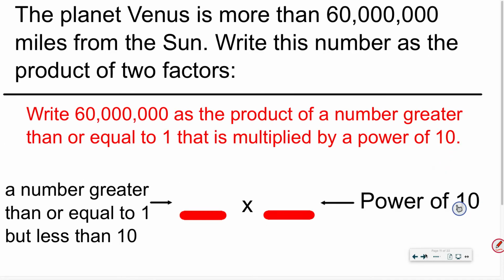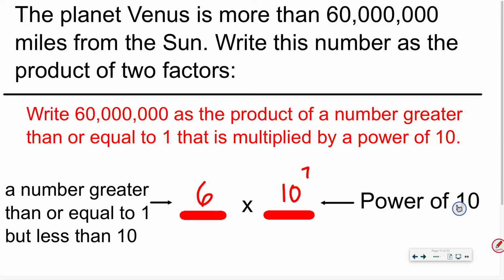Absolutely. So here, when I put it all together, if I'm writing 60 million as the product of two factors, my first factor here, that number between 1 and 10, I determined was 6. And then the power of 10 was 10 to the 7th. How could I check that? How can I check it and make sure that really is 60 million?